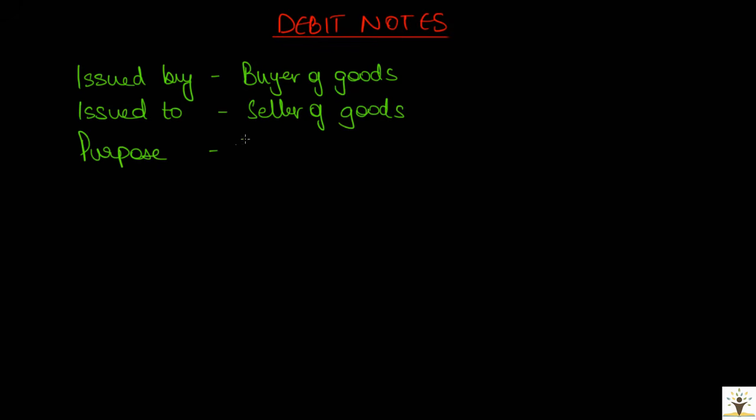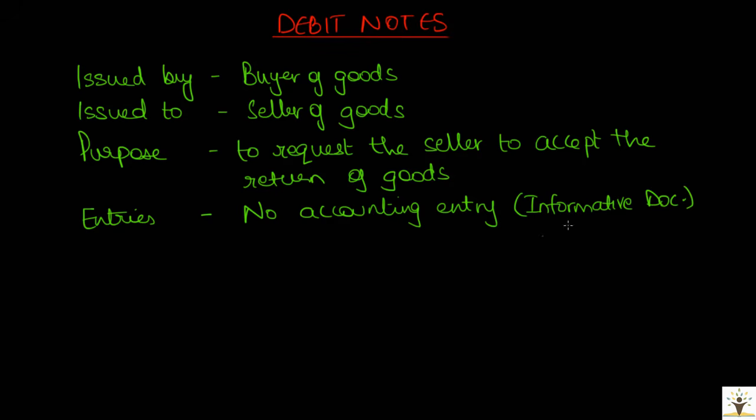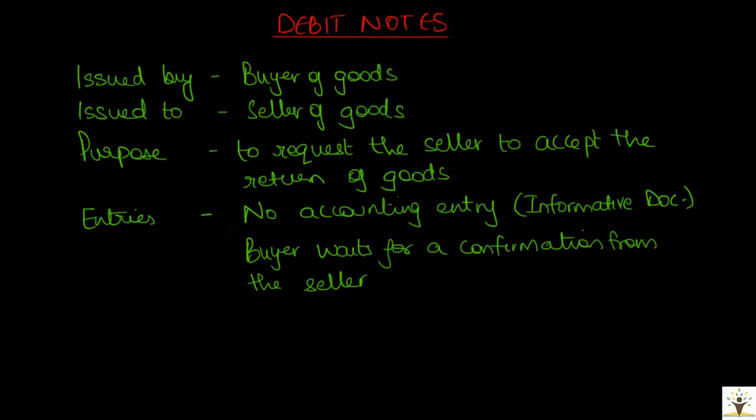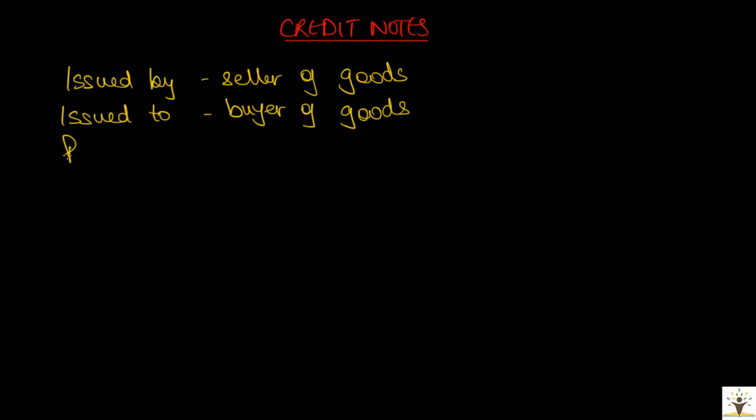However, the debit note is just an informative document issued to request the seller to accept the goods back. So no entry is made based on a debit note unless a confirmation or an acceptance of the returned goods is received from the seller. On the other hand, we have a credit note. The seller issues a credit note in favor of the buyer, accepting the goods returned by the buyer.